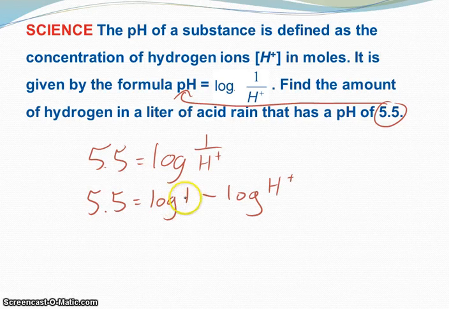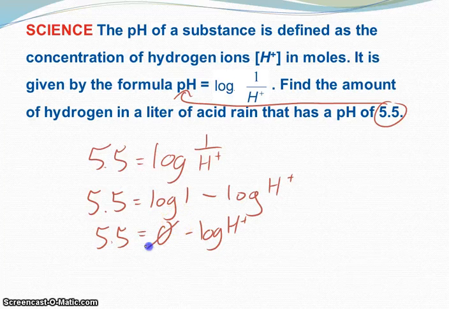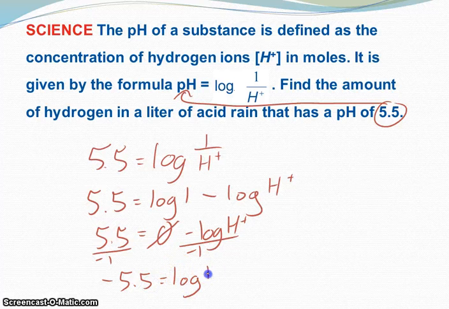Log of 1, what power of 10 gets me 1? What power of anything gets me 1 is just 0. So really I just have 5.5 equals negative log of H. So if I divide both sides by negative 1, we got negative 5.5 equals log of my hydrogen ions.